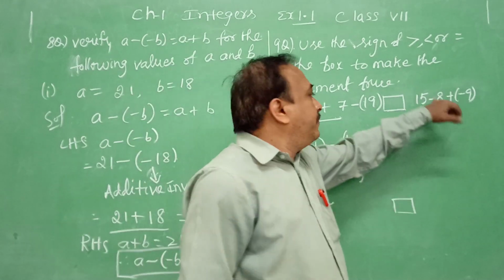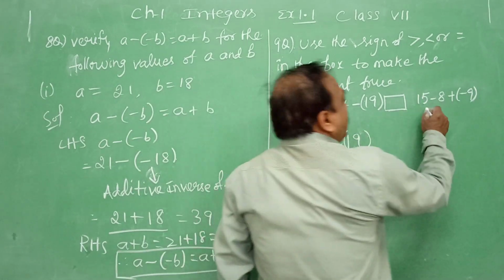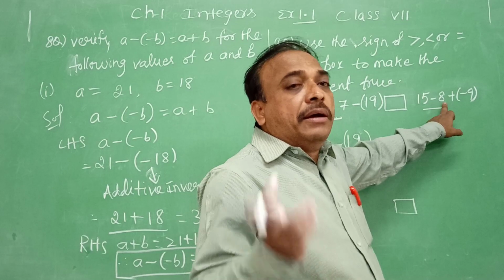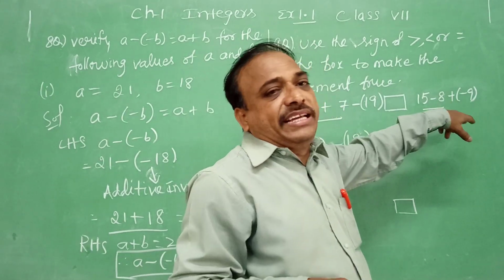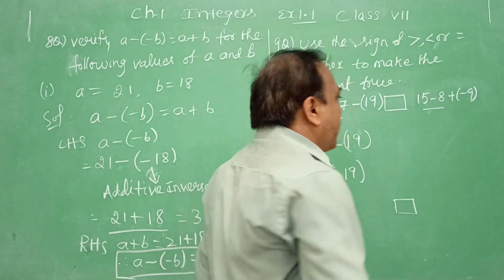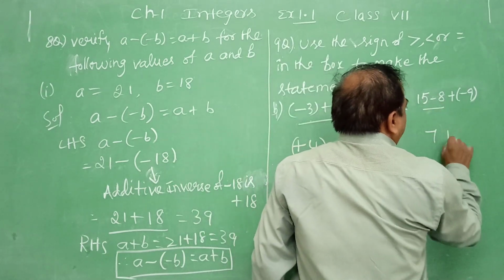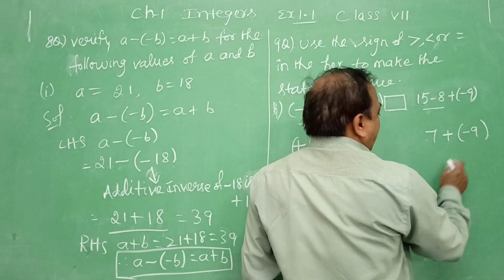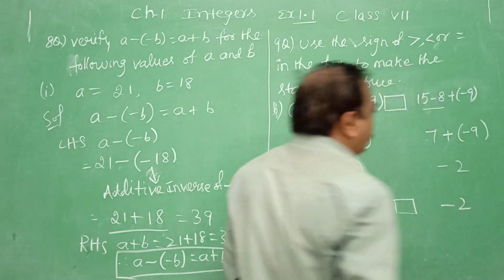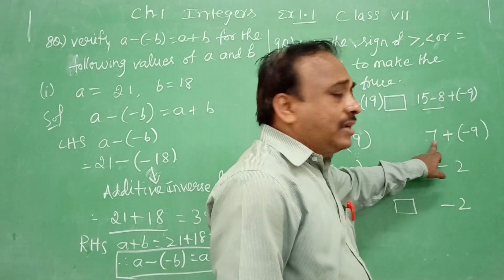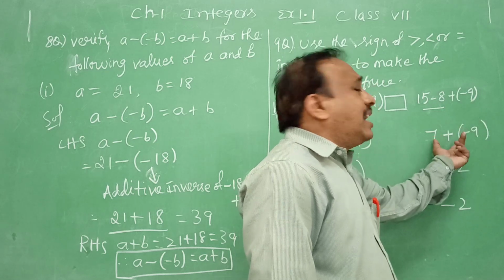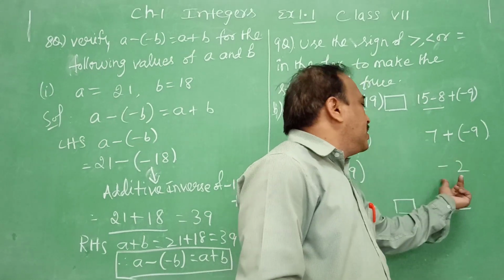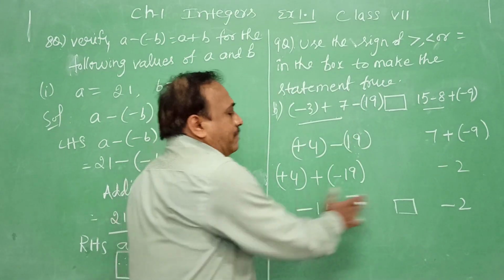Now this side, 15 minus 8 plus minus 9. 15 minus 8 is a normal subtraction. Even here we can take the additive inverse: the additive inverse of 8 is minus 8, so 15 plus minus 8 is 7. So 15 minus 8 is 7, which I am doing directly. 7 plus minus 9: one is plus, one is minus, so the answer is minus 2. This is addition of two different signs: ignore the sign, subtract and keep the bigger number's sign. So minus 2.